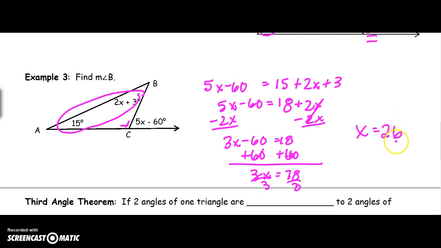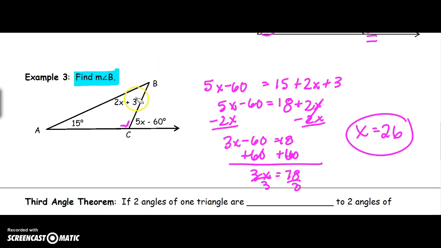x is 26. Now, did I ask for 26 in the instructions? No, I didn't. I asked you to find the measure of angle B. The measure of angle B is 2x plus 3. So we're going to take that 26, multiply it by 2, and you get 52, and add 3, so the measure of angle B is 55 degrees.